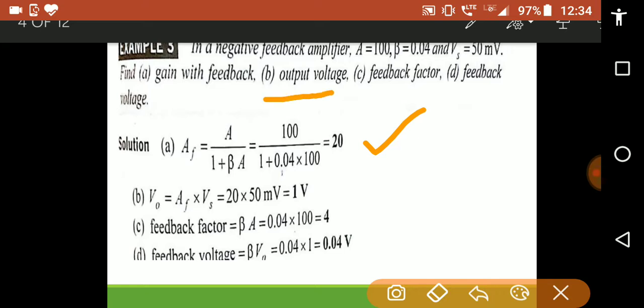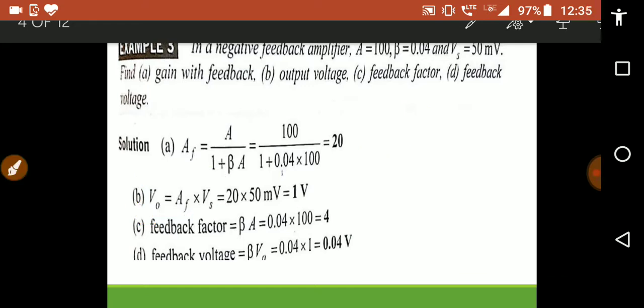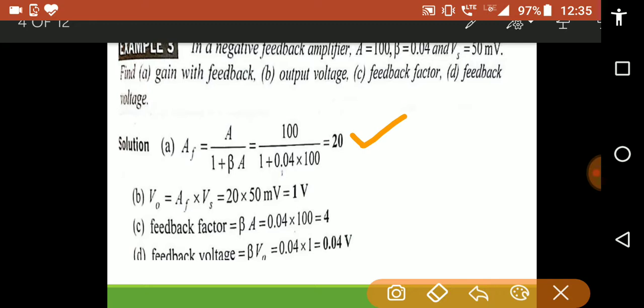We know that output voltage VO equal to AF into Vs. Here AF is 20 and Vs is 50 millivolt. So 20 into 50 millivolt equal to 1 volt. So the value of output voltage VO equal to 1 volt. Then the third parameter is feedback factor. So we know that the feedback factor is beta A.